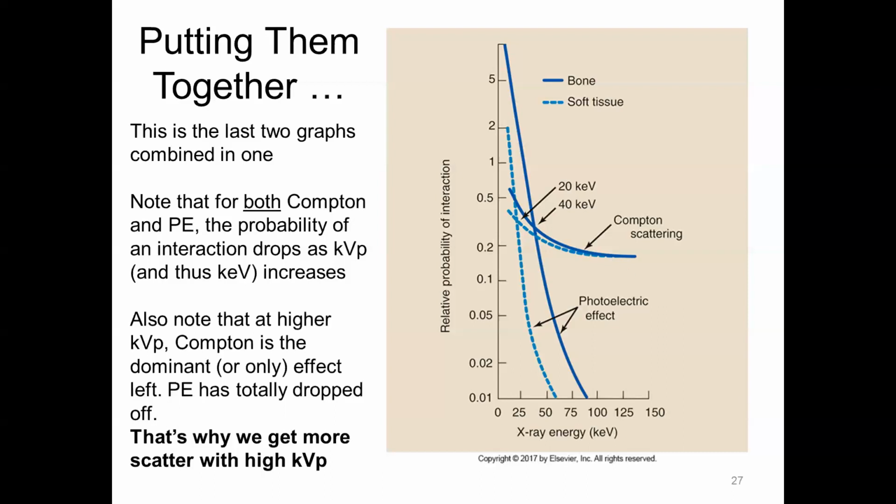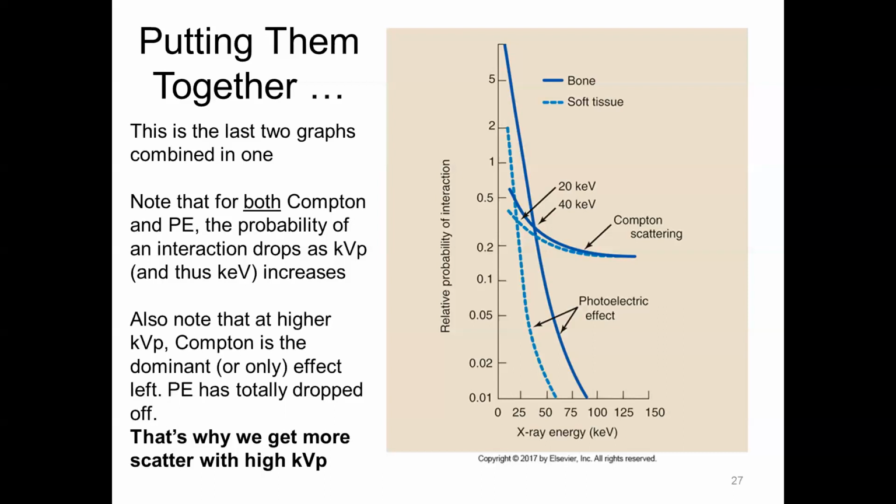So at high kVp, Compton is the dominant or only interaction left. Photoelectric absorption totally dropped off. So you're left with, it's either going to scatter or it's going to transmit. Photoelectric absorption has fallen away. So that's why you end up with more scatter at high kVp.